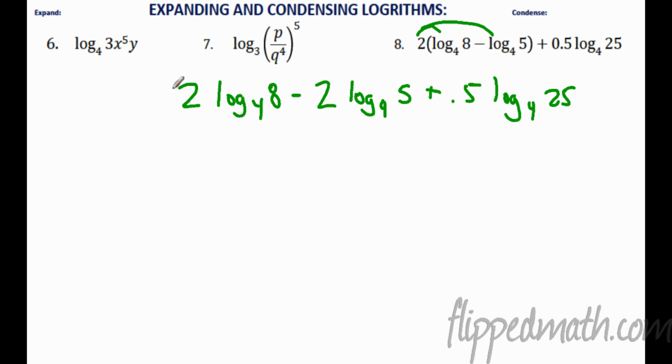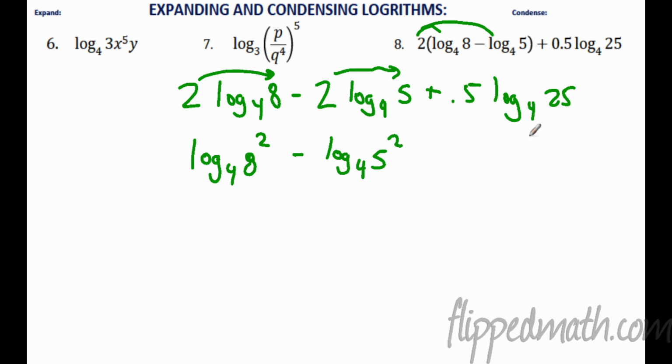So that 2 comes up here on the 8. We're going to get log base 4 of 8 squared minus log base 4 of 5 squared, because that 2 is going to come up there. And what do you got? 0.5 power. Woo, that's ugly. So we get plus log base 4 of 25 to the 0.5 power.